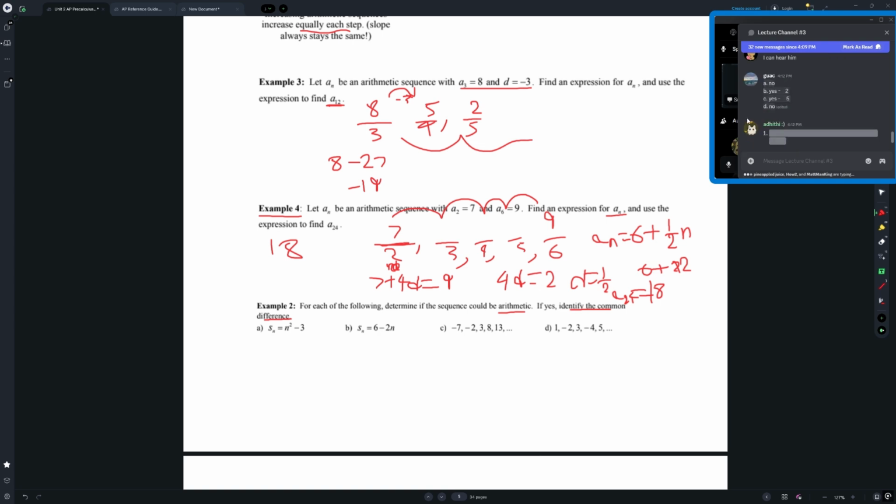So I'll go over the answers. The first one is no because it has a quadratic, so that means it's not linear. The second one has a difference of -2 because it's a linear function. This one is yes because it's adding 5, so d is equal to +5. And this one is switching between positive and negative, so it's not.